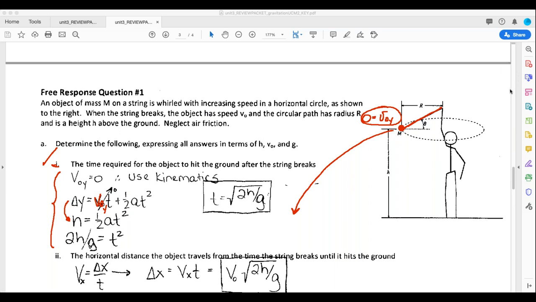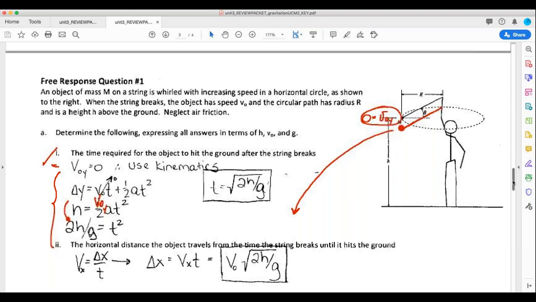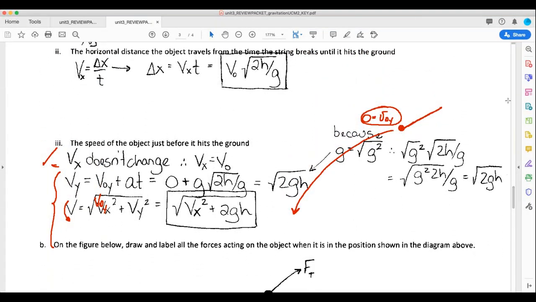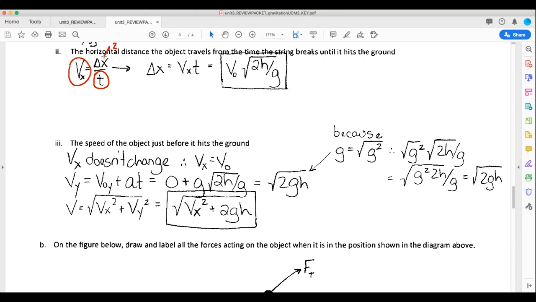I'm going to keep moving on this problem and have you guys ask follow-up questions to this as you see fit. The horizontal distance traveled, again, this is unit one kinematics concepts. And it's just distance over time, in this case, displacement over time. So if we know how much time it's in the air for, and we know its horizontal velocity, we can answer the range question. So that's kind of what's going on here.